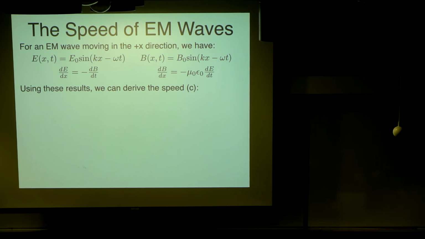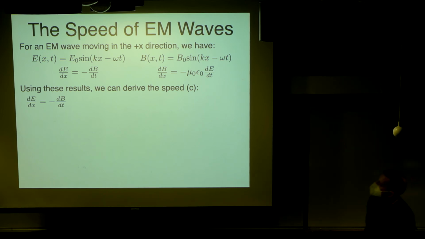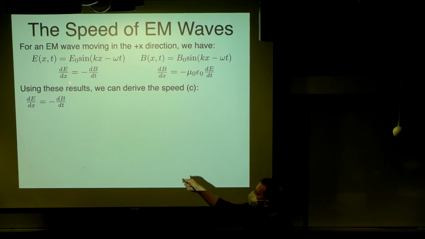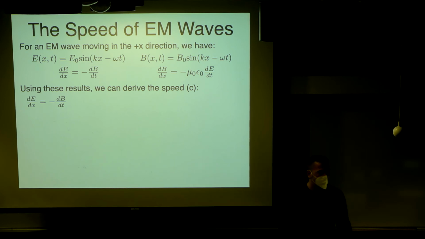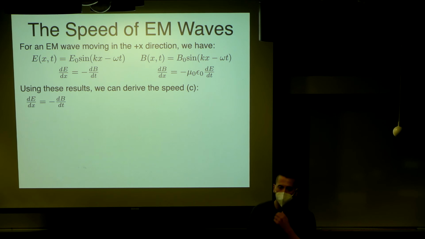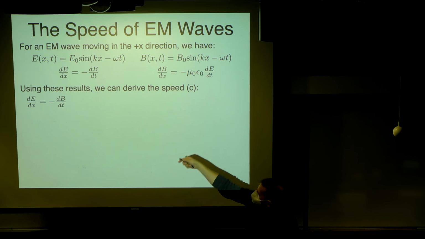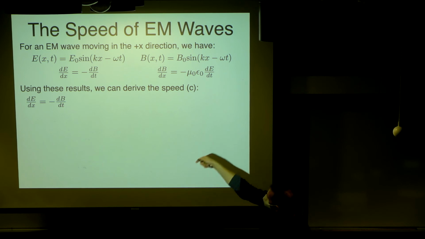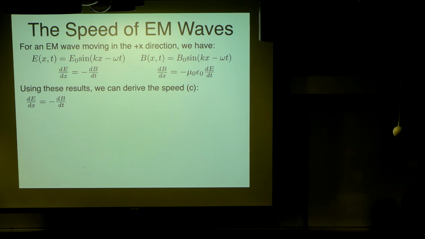Let's start with dE/dx equals minus dB/dt. That's the first thing we derived two slides back, okay? What I literally want you to do is to think of what those derivatives are. If this is E, I can take the derivative with respect to x, right? If this is B over here, I can take its derivative with respect to t, okay?